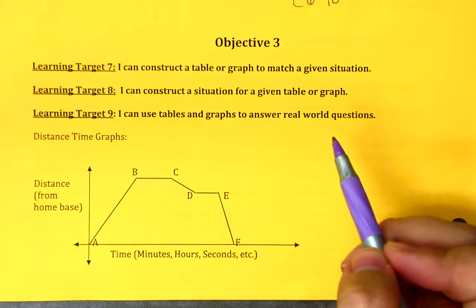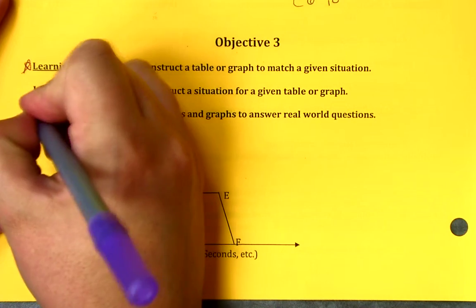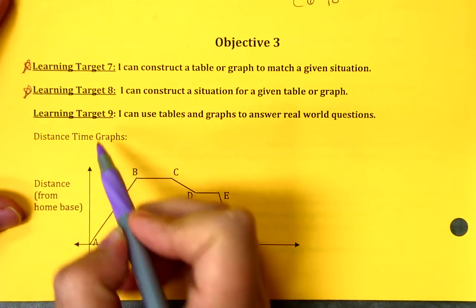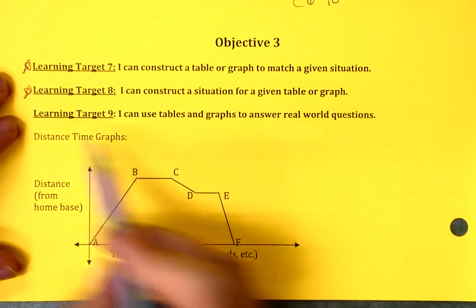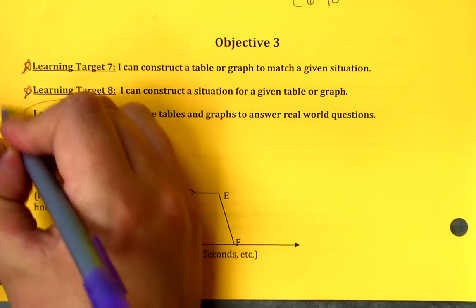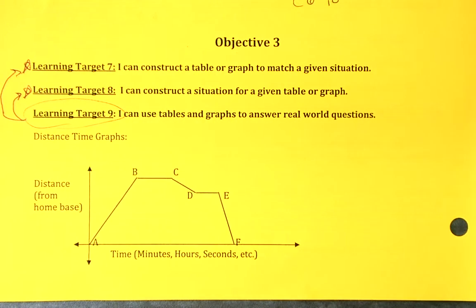Right now we're going to take the objective 3 notes. This is learning target 7, 8, and 9. We'll only have a test over learning target 7 and 8 because learning target 9 says I can use tables and graphs to answer real-world questions. And so that is pretty much wrapped up in those. So we'll have a test over learning target 7 and a test over learning target 8.